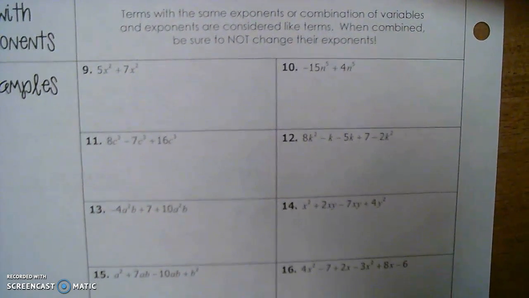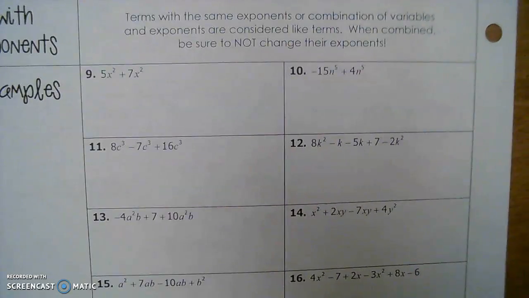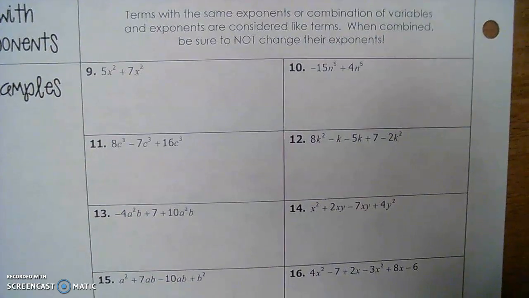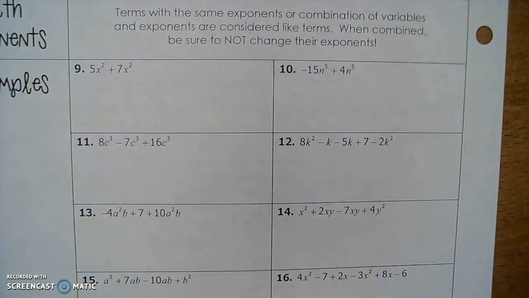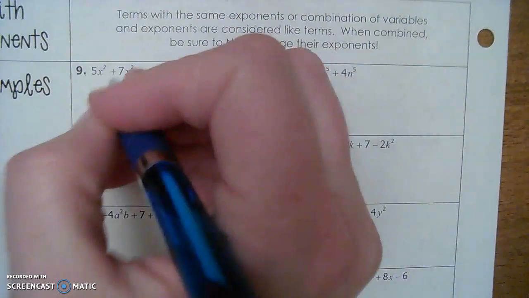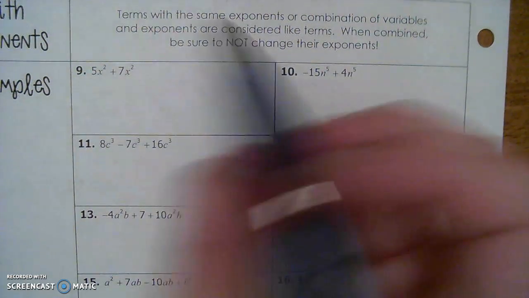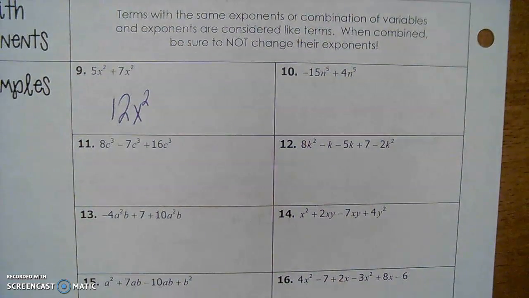The exponents do not change when you put them together. Only the coefficients do. So the exponents should stay exactly the same. Other than that, it's just the same. So these two, again, I'm going to do the odds and then you can try the evens. So these two already match. 5 plus 7 is 12, and then the x squared stays just like that.